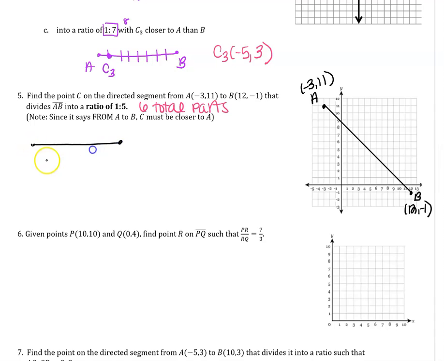So let's think about this. This is A and this is B, and we're breaking it into 6 total parts. So 1, 2, 3, 4, 5. And notice how it says from A to B. So that means C must be closer to A. I want to find where that is. Now with C, that is 1/6 of the original length. So in order to find the 6th location on here, I'm actually going to relate this to what I did on the previous page and create a right triangle.